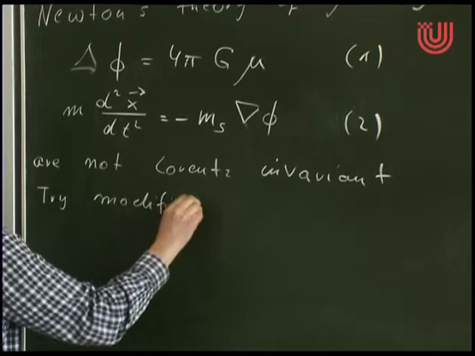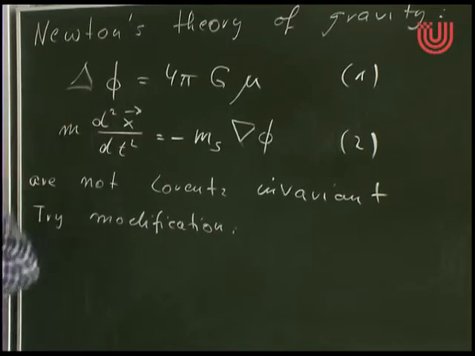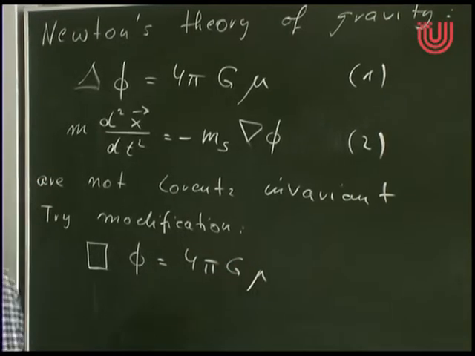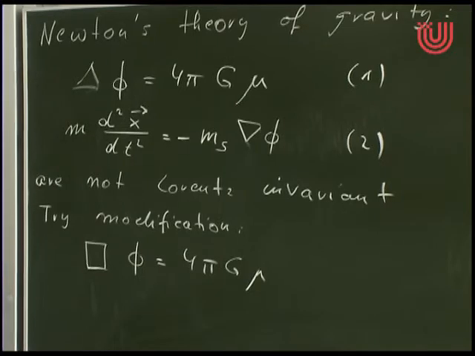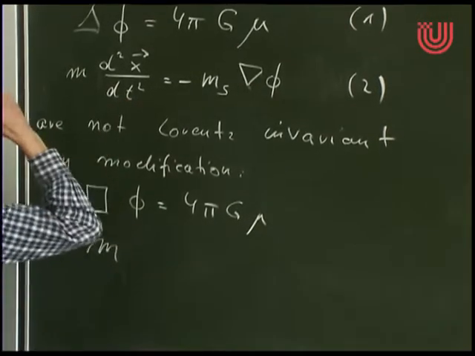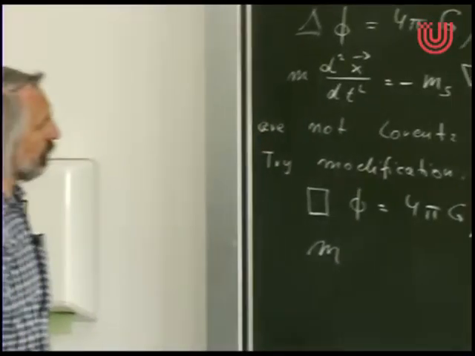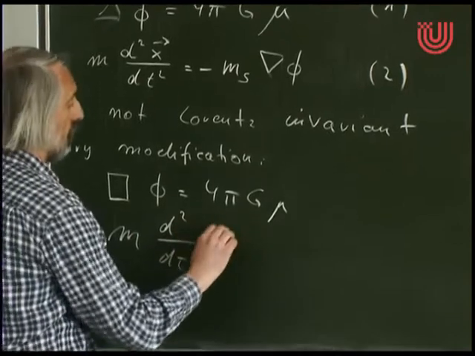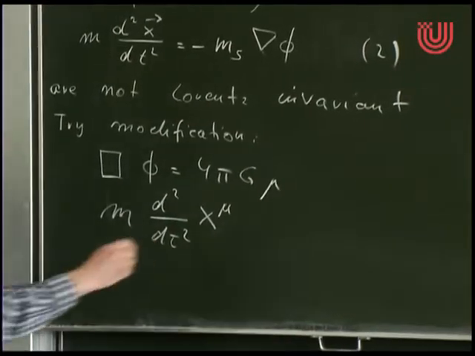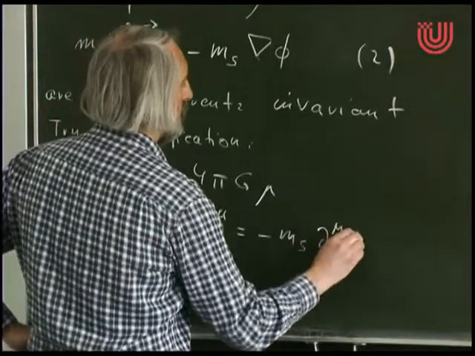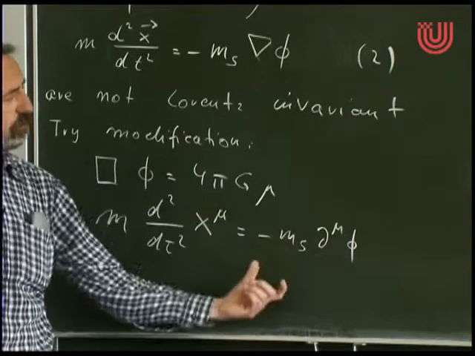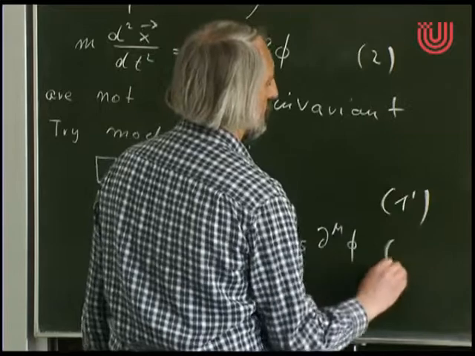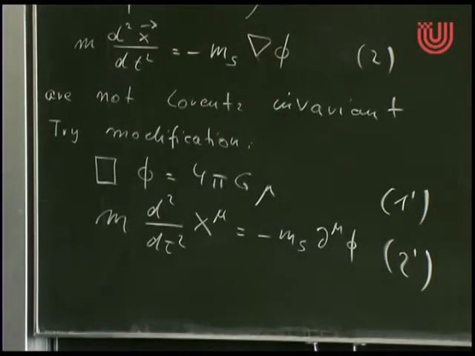is, and we talked already about this, to modify this by making the Laplace operator into a wave operator, equal to 4 pi G mu, and to make a four-vector equation out of this three-vector equation, and also, in order to make it Lorentz invariant, to replace the coordinate time by proper time. So then we would get something of this sort. Second derivative with respect to proper time of now the x^mu with four components equals minus m_s d_mu phi. So this is a d with a lower index mu, and then the index is pushed upwards with the eta. So let's call this one 1 prime and 2 prime. So these equations are Lorentz invariant.